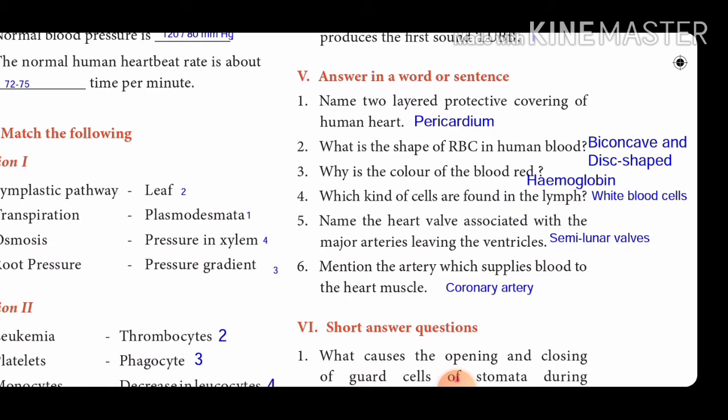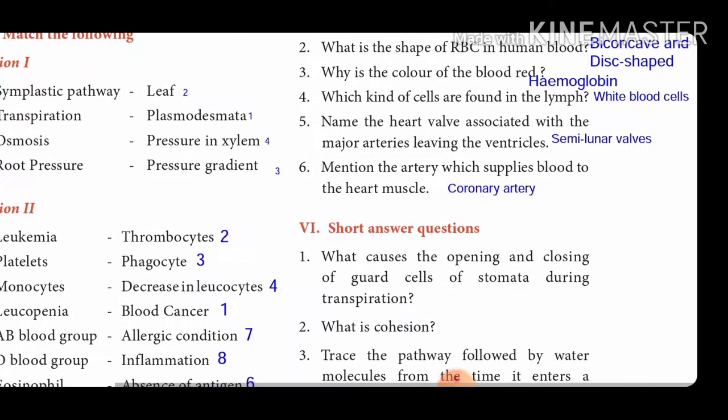Fourth one, which kind of cells are found in the lymph? White blood cells. Fifth one, name the heart wall associated with the major arteries leaving the ventricles, that is semilunar valves. Sixth one, mention the artery which supplies blood to the heart muscle, that is coronary artery.